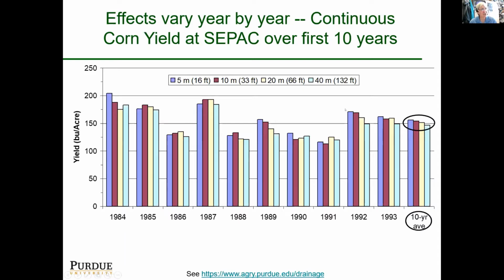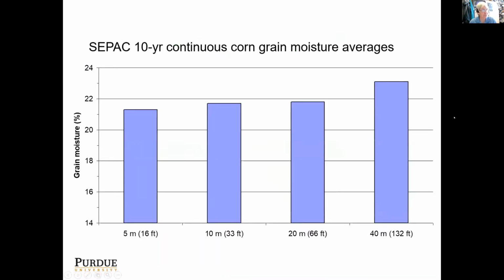But you can see that in some years, the narrowest drain spacing had the highest yield, and it went progressively lower and lower as the drains got further apart. You can see that some years, the intermediate spacings were the best. In 7 of the 10 years, the undrained control was the lowest yielding of all of them. So again, showing that drainage pays in terms of crop yields.